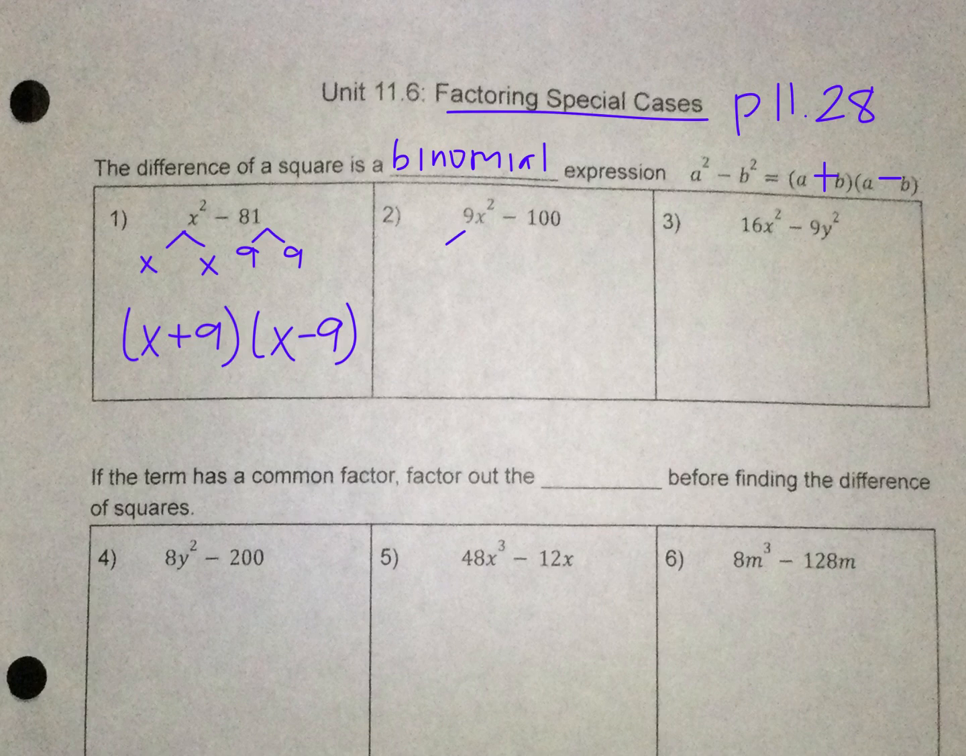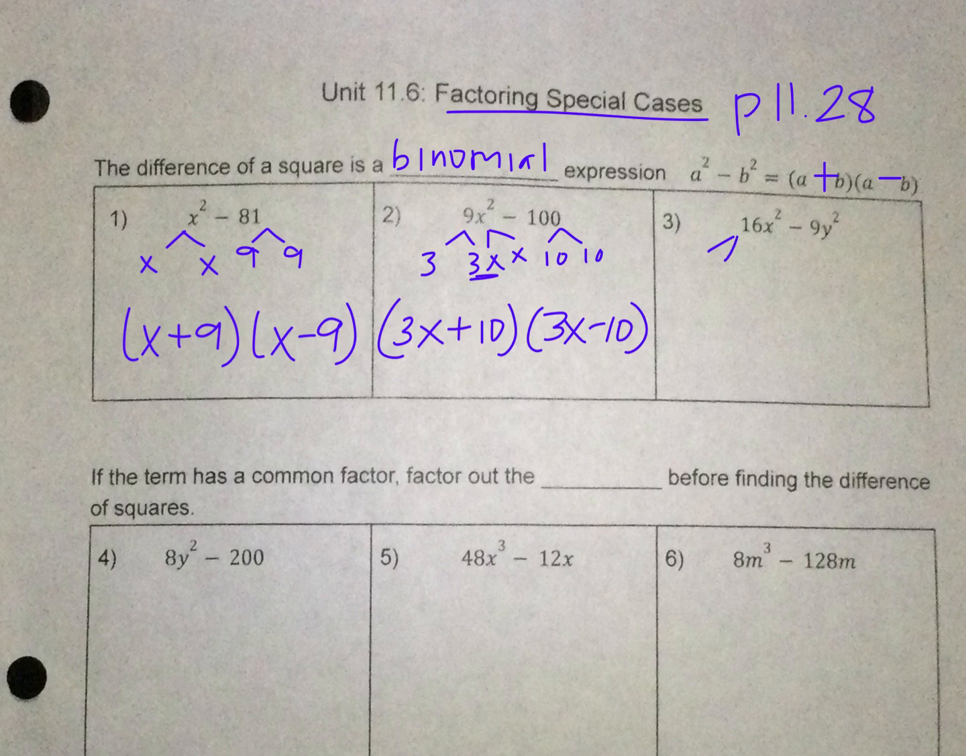So to do this one, the 9 is a 3 and a 3. X squared is x times x. And 100 is 10 times 10. So I'm going to say 3x in the front plus 10, and then 3x minus 10.